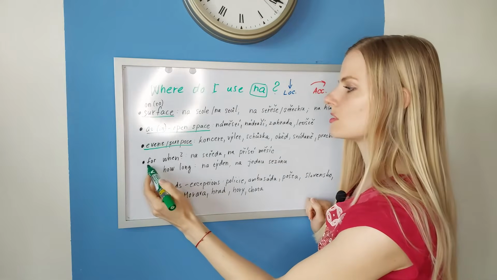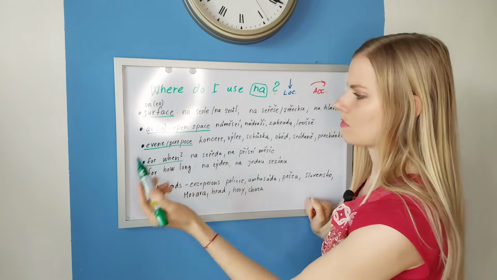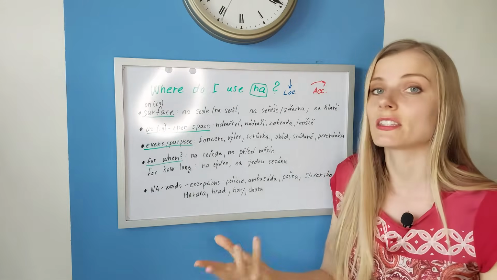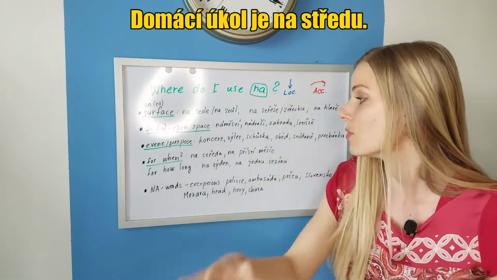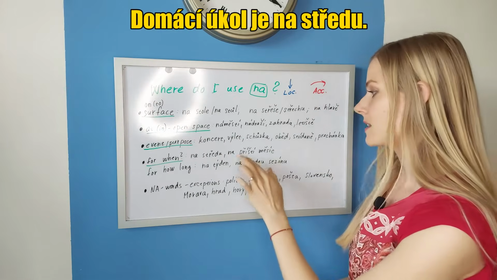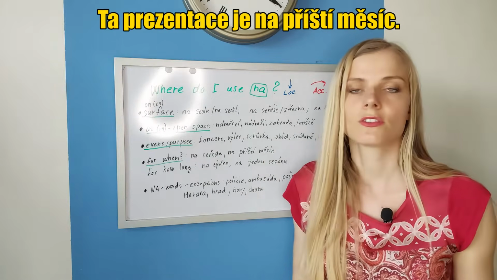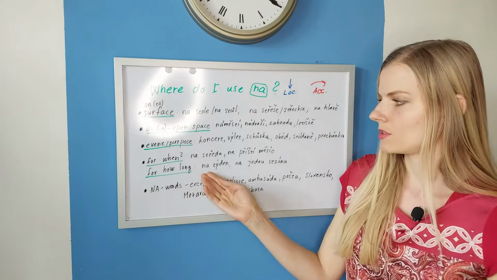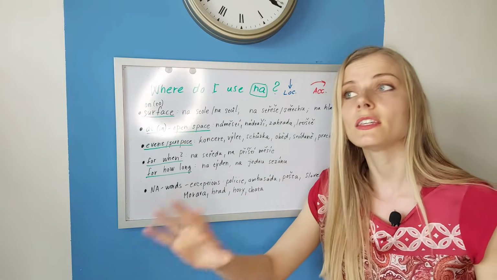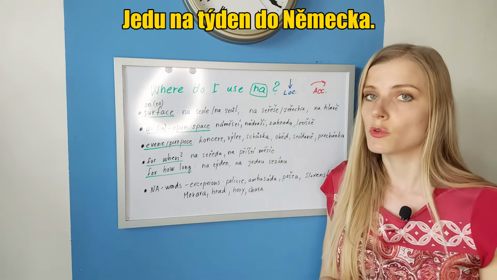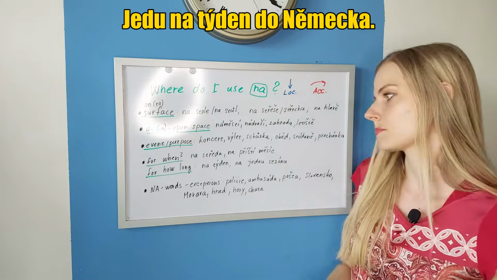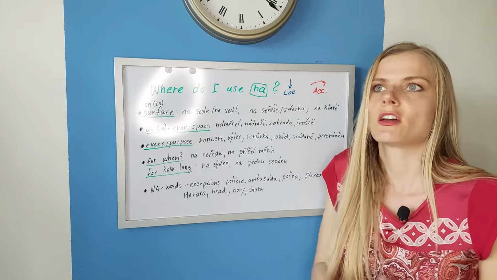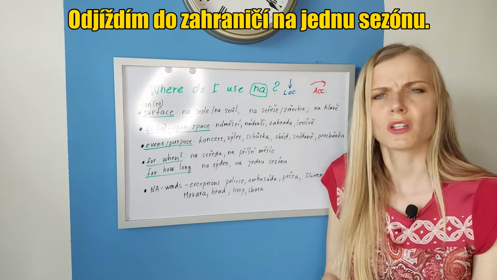And we can also use na when we speak about time. For when something is due. For example, domácí úkol je na středu. The homework is for Wednesday. Ta prezentace je na příští měsíc. The presentation is for next month. And also for how long. For example, jedu na týden do Německa. I'm going to Germany for 1 week. Or for 1 season, na jednu sezónu. Odjíždím do zahraničí na jednu sezónu. I'm going abroad for 1 season.